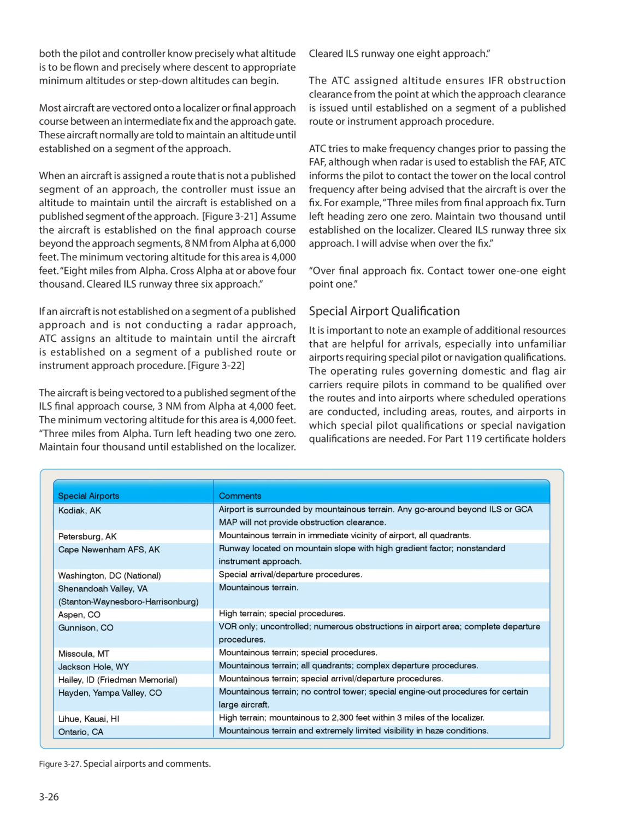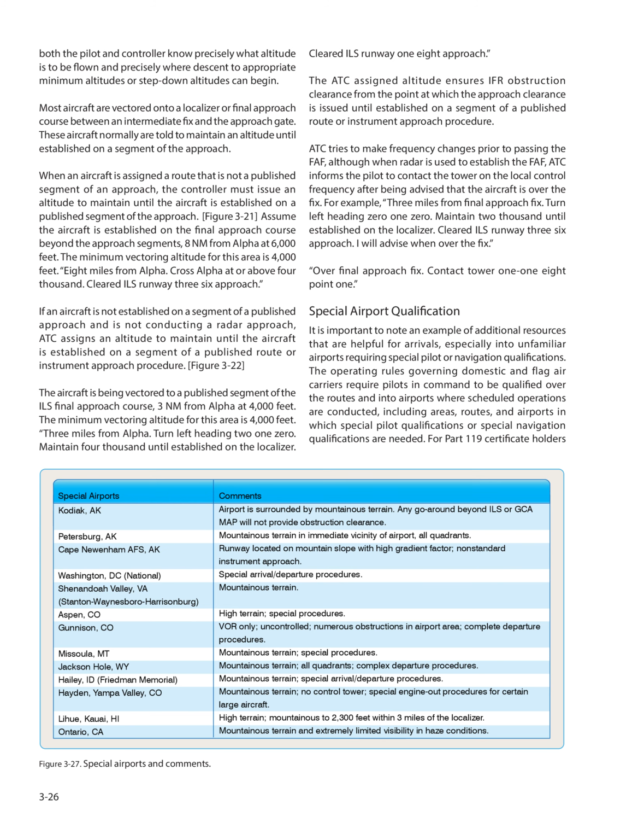If an aircraft is not established on a segment of a published approach, and is not conducting a radar approach, ATC assigns an altitude to maintain until the aircraft is established on a segment of a published route or instrument approach procedure. In Figure 322, the aircraft is being vectored to a published segment of the ILS final approach course, 3 nautical miles from Alpha at 4,000 feet. The minimum vectoring altitude for this area is 4,000 feet. "3 miles from Alpha. Turn left heading 210. Maintain 4,000 until established on the localizer. Cleared ILS runway 18 approach."